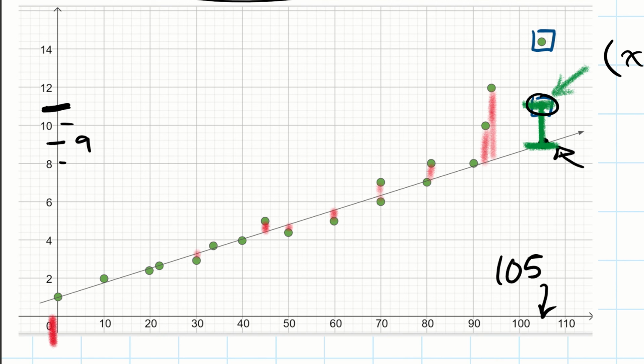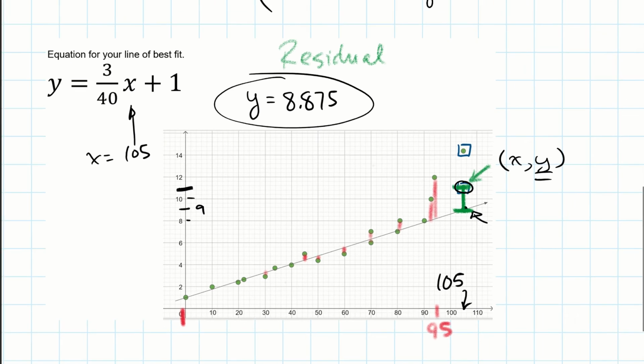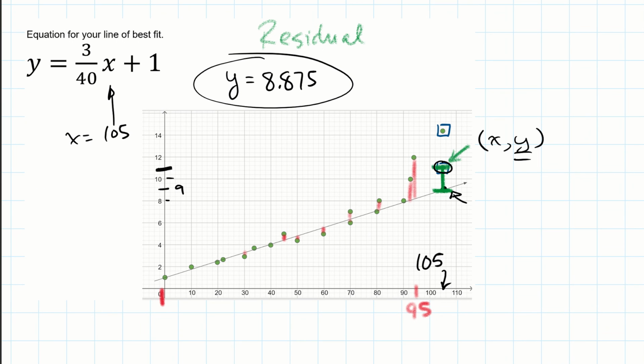So from 0, to me, this model looks decent from 0 to about 95. If I get much further outside of that, even this model looks bad because the shape of it looks like it's skewing upwards. Okay, so that's the big idea. What are we looking at today? We're looking at residual. What is residual? It's the difference between an actual value and the predicted value.